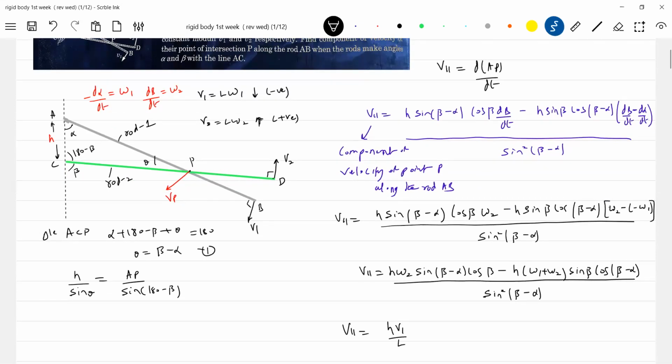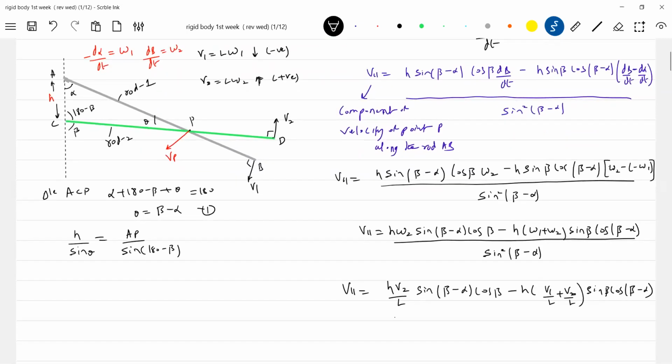H V1 by L, omega 2, V2 by L. Omega 1 will be V1 by L. This is V2 by L. All divided by.